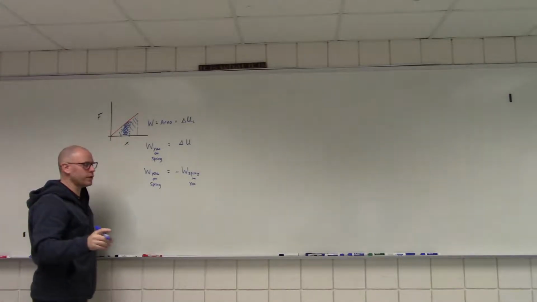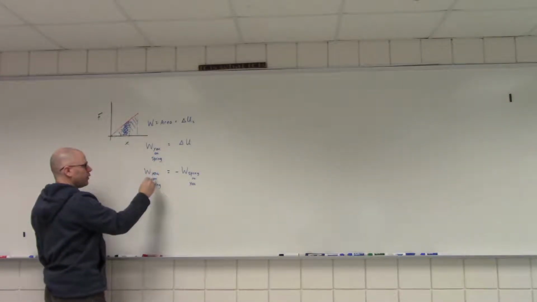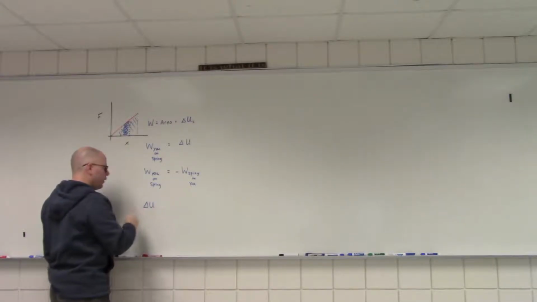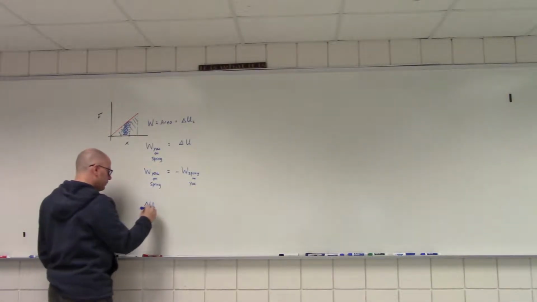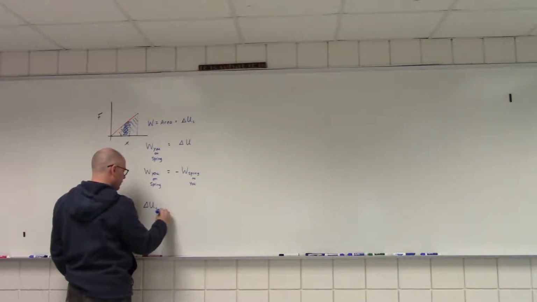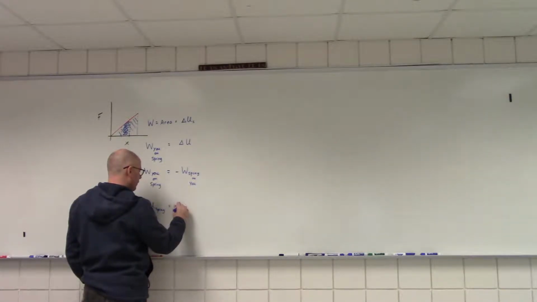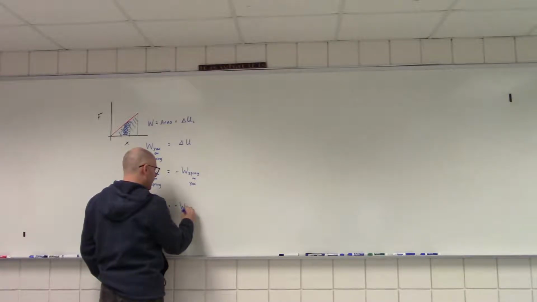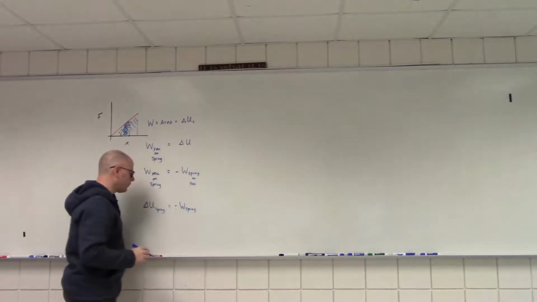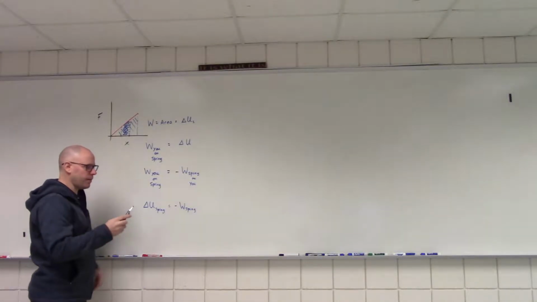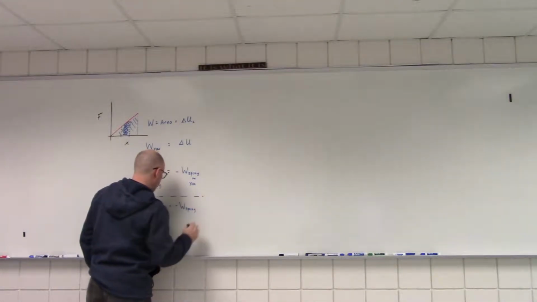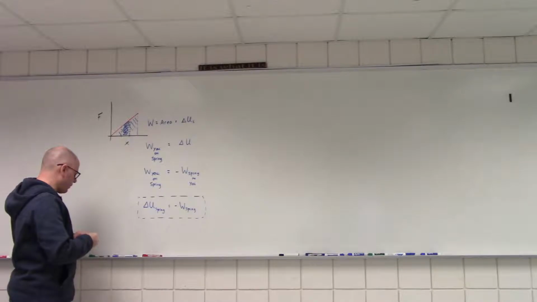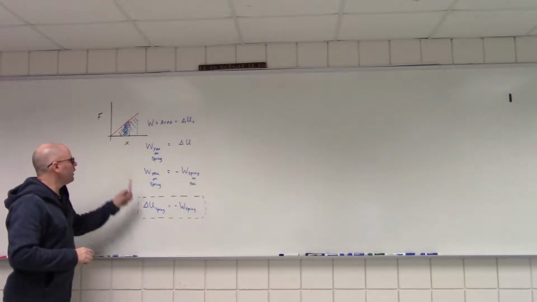Therefore, and this is the conclusion statement here, this is the work you do on the spring, and this is the work done by the spring. So the change in potential energy of the spring is equal to the negative of the work done by the spring. And this is a conclusion that's going to be important for us.